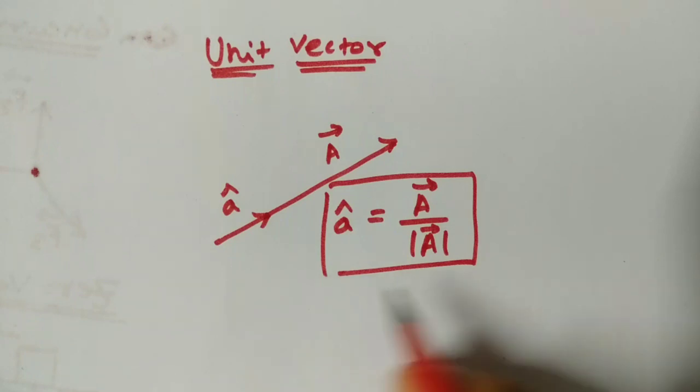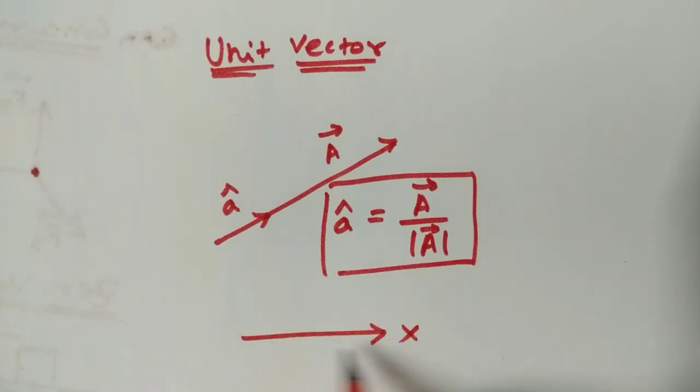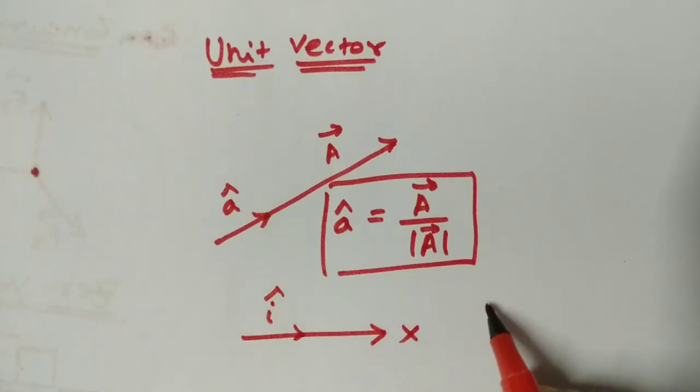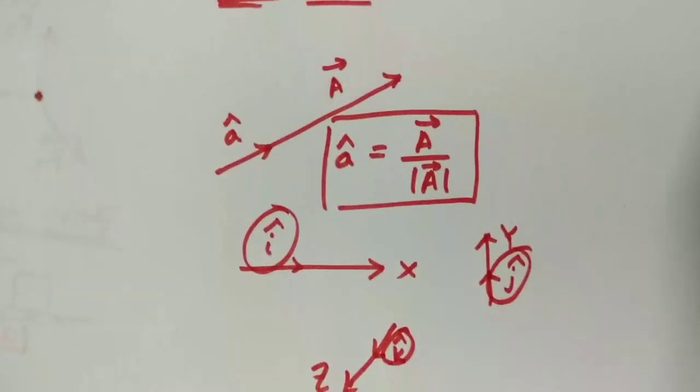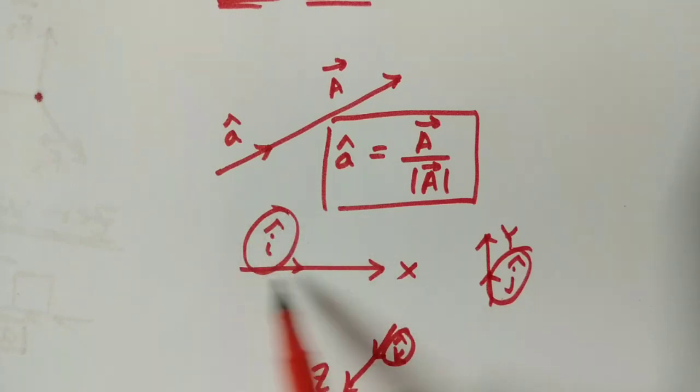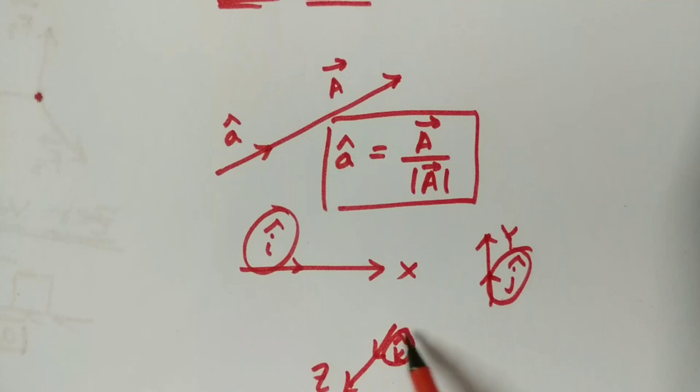In this way we can define the unit vectors along the axes. Suppose this is the x-axis; the unit vector along the x-axis is denoted by i cap. The unit vector along the y-axis is denoted by j cap, and the unit vector along the z-axis is denoted by k cap. Again I am repeating: i cap, j cap and k cap are the unit vectors along the x-axis, y-axis and z-axis respectively. They have magnitude 1 but their directions are different and they are mutually perpendicular to each other, right?